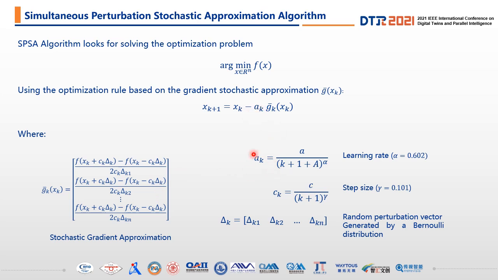We have here this expression that is representing the learning rate of the gradient descent, a over k plus 1 plus a alpha. This is the standard learning rate defined by the algorithm. This is the step size, ck, that we are going to use. As you can see here, this learning rate and step size reduce its size, its step at each iteration. So that element is going to be reduced as we are reaching the optimization goal.